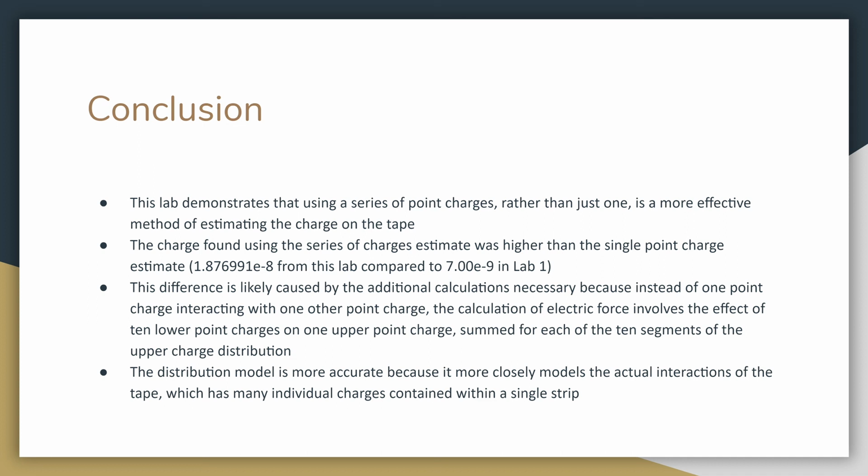The distribution model is going to be more accurate because it more closely models the actual number of point charges on the tape, which is much, much higher than the 10 point charges used in this distribution, but it's still an order of magnitude higher than a single point charge, which gets us closer and closer to actually modeling what's really going on in the tape. Therefore, the distribution is a more effective estimate than the single point charge.